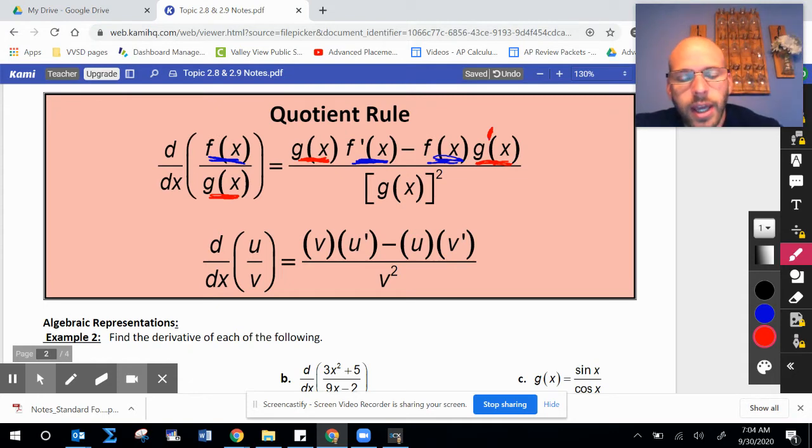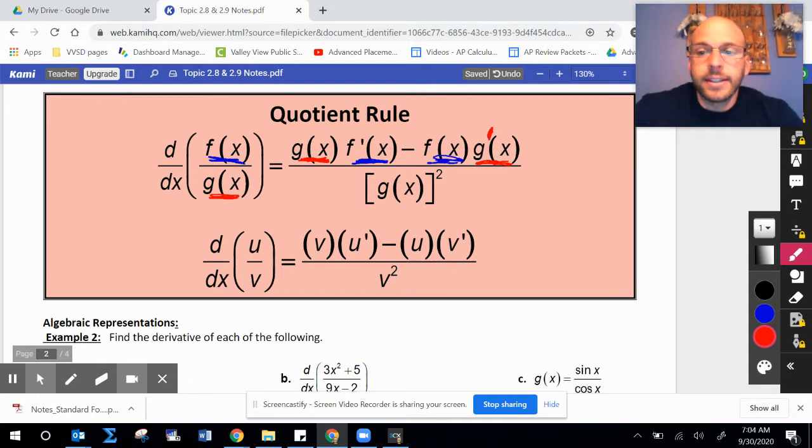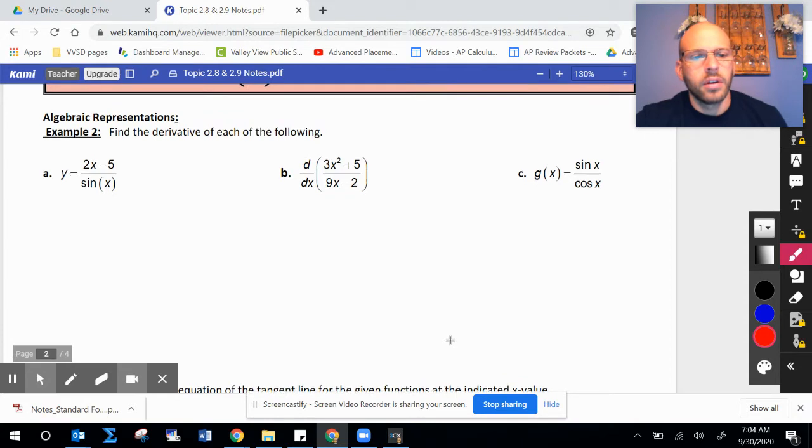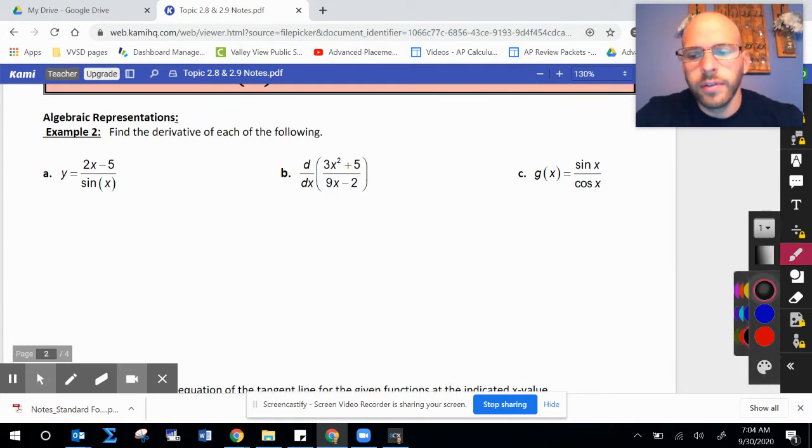Okay, so again, it's easy for me to remember: low d high minus high d low all over low squared. The d is the derivative, right? So low d high minus high d low all over low squared. All right, so let's do some practice. So I want the derivative.